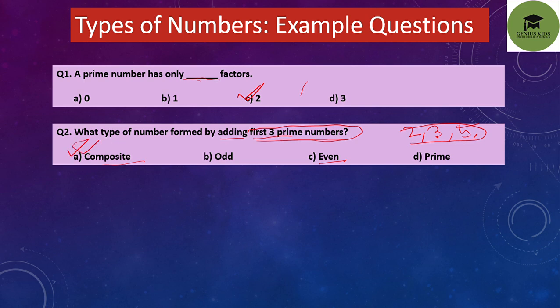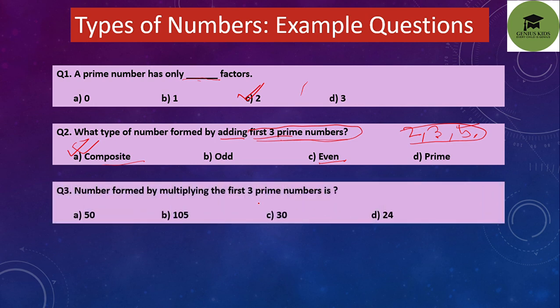Okay. Next question. The number formed by multiplying the first 3 prime numbers is? You already know the first 3 prime numbers are 2, 3, 5. Now multiply them. 2 into 3 is 6. Before it was 2 plus 3 plus 5, now 2 into 3 into 5. So 6 into 5, that is 30. So the answer is 30.